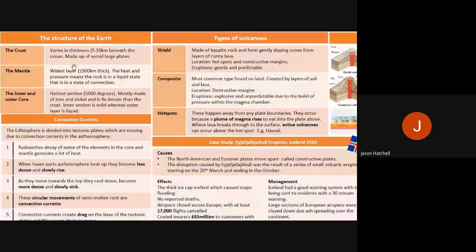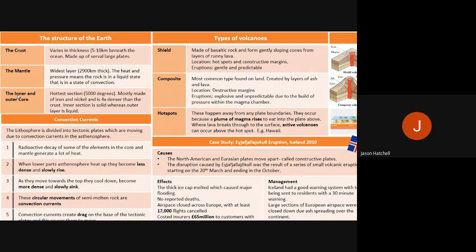The structure of the Earth is broken down into three main sections, but one of those sections is broken into two. So we'll start from the very middle of the Earth, and that is the inner core. Now, the inner core of the Earth is around 5,000 degrees. It's mostly made up of iron and nickel. It's solid, and it's therefore really, really dense, but also very hot.